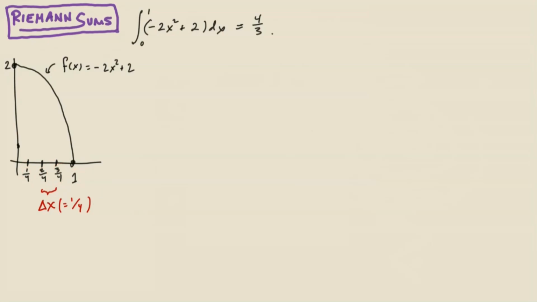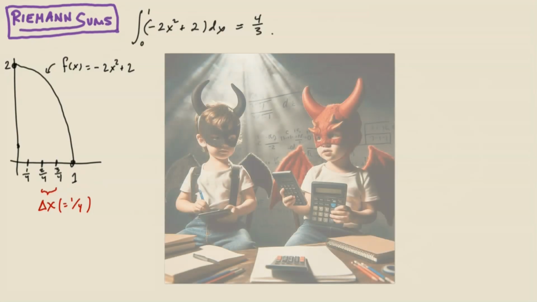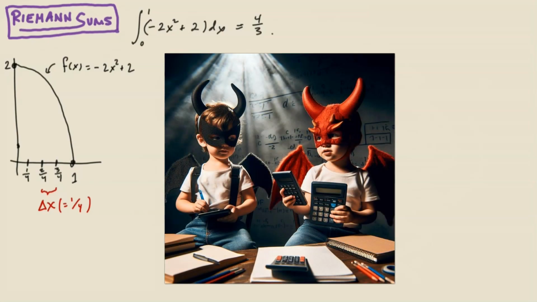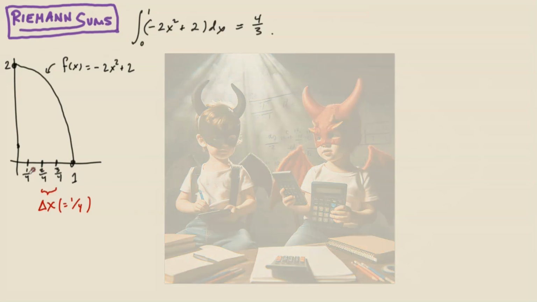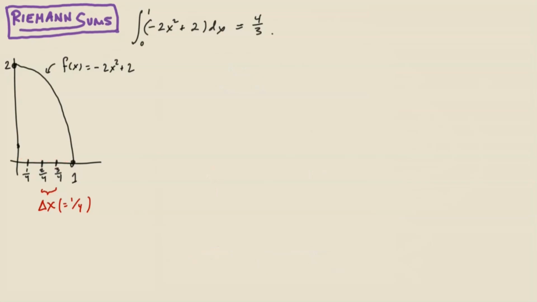So if we're like little kids trying to pretend that we are integration demons, what would we do? Well, we would take each one of these subintervals, look at its length, which is delta x, 1/4 in this case, and we would attach some kind of weight to it. And then we would take all the weighted delta x's and add them up. And that would be our approximation to our integral.